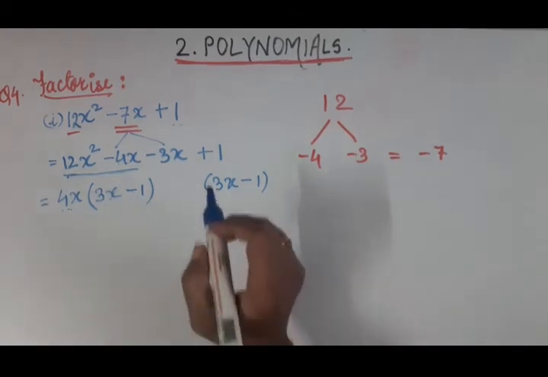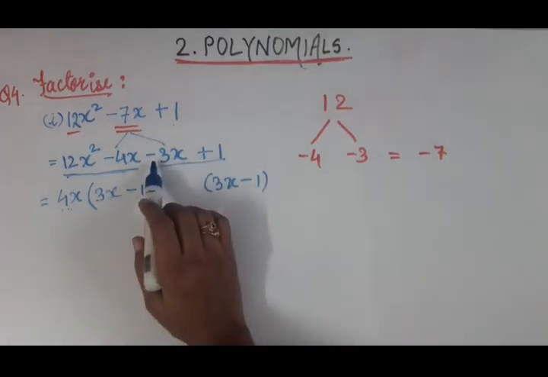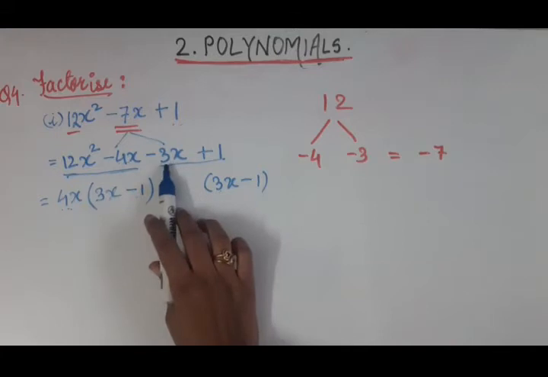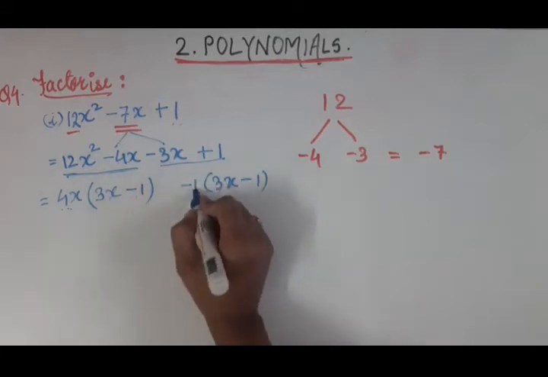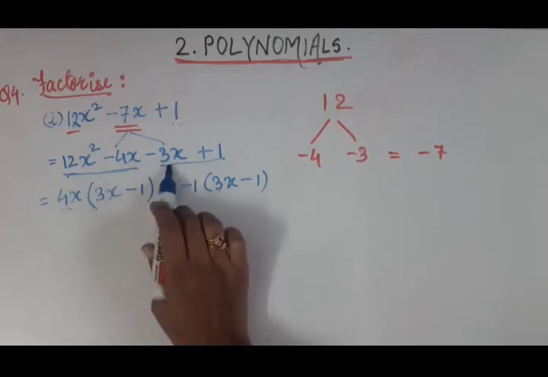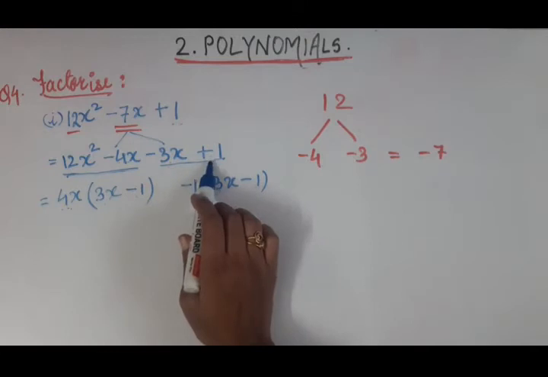Okay. Now check the second two terms. The third term is minus 3x and you have taken here 3x. So with what should I multiply this 3x so that I'll get minus 3x? Minus 1, right? If I multiply minus 1 with 3x, I'll get minus 3x back. Then minus 1 into minus 1 is plus 1.